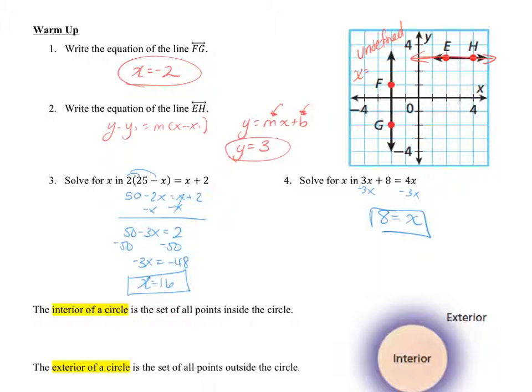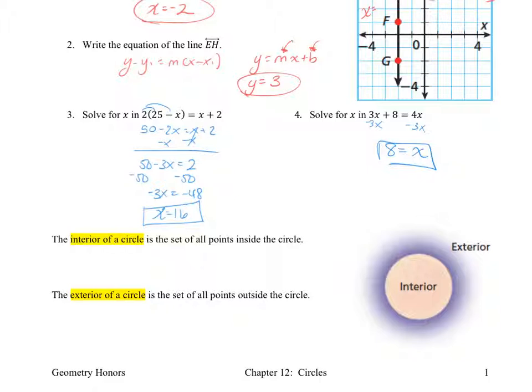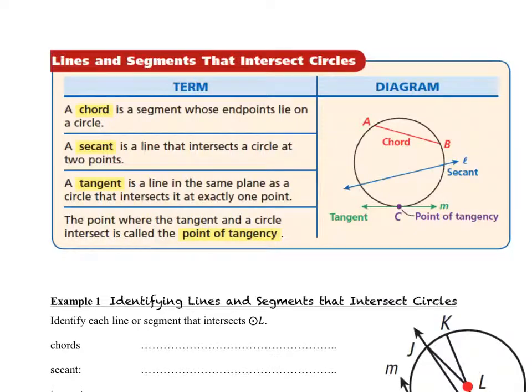There are the answers to the warm-up. X equals 16 and x equals 8. I don't think I need to say too much about these two vocab words. Interior of a circle is inside the circle, and exterior of the circle is outside of the circle.